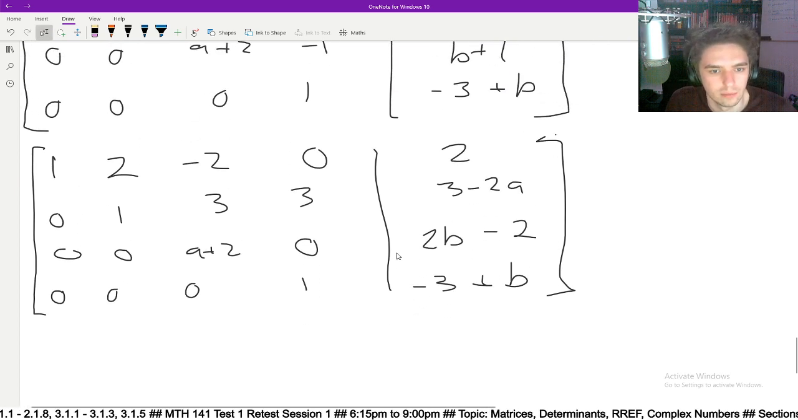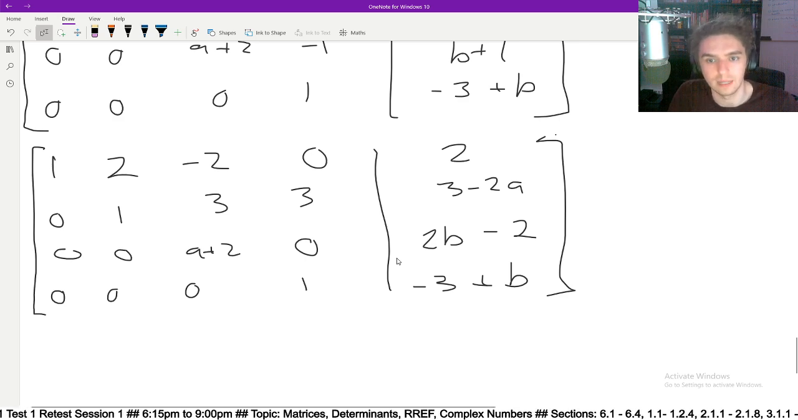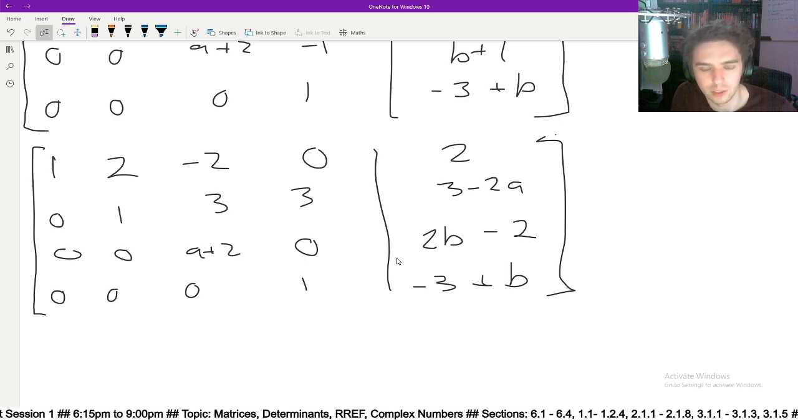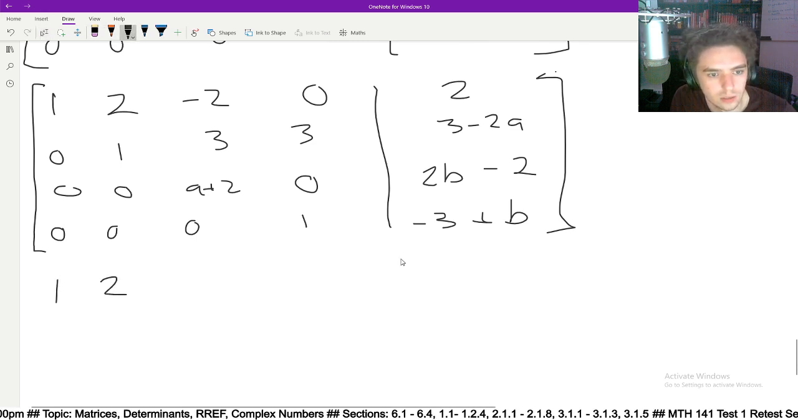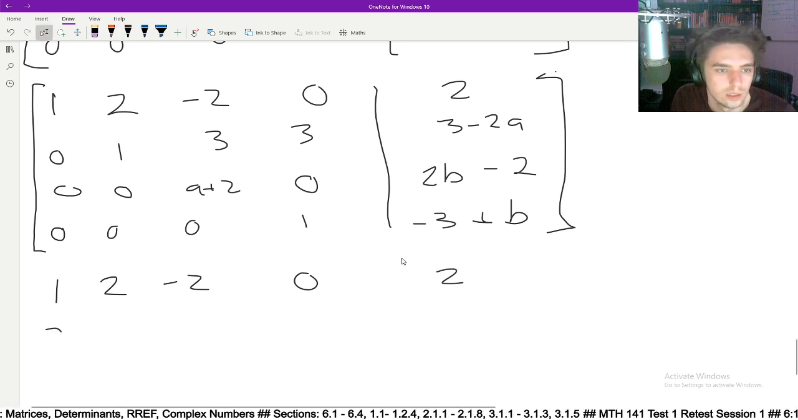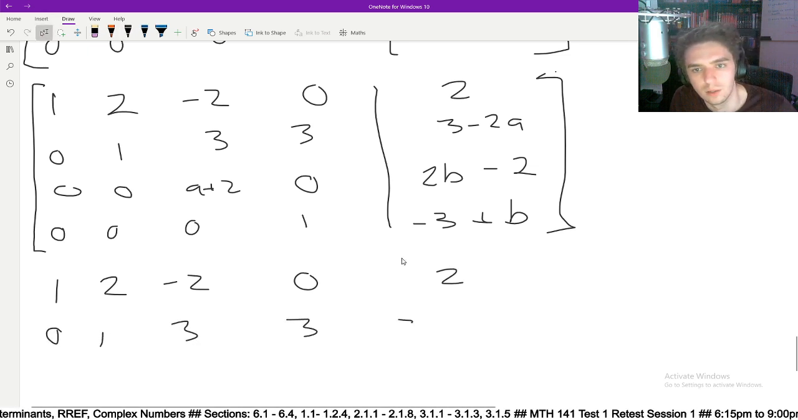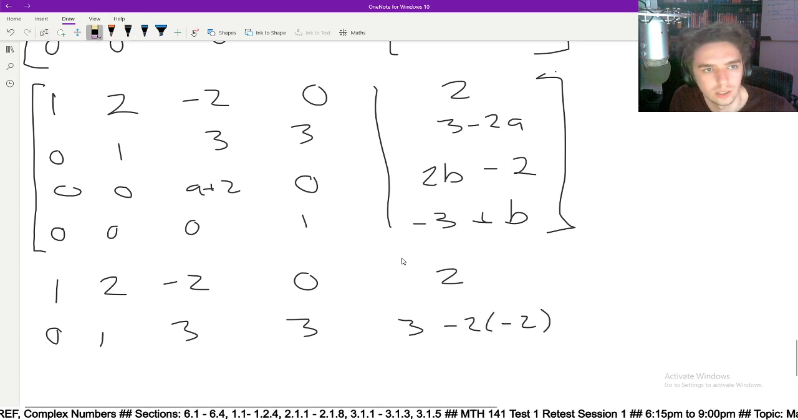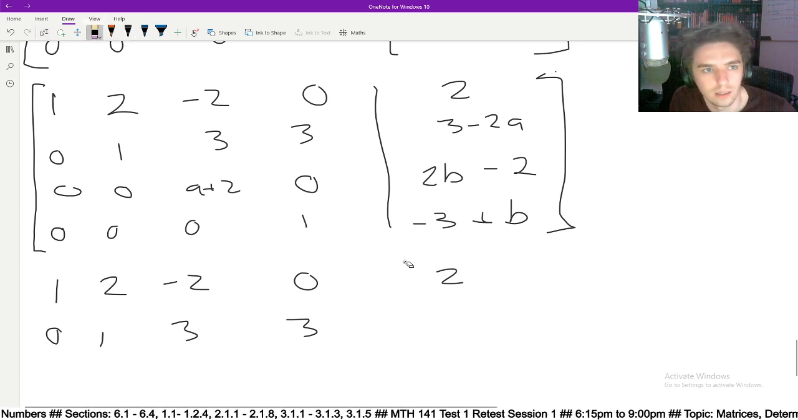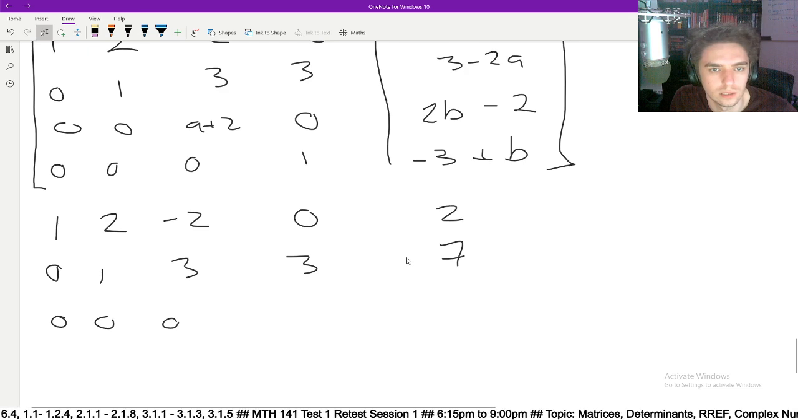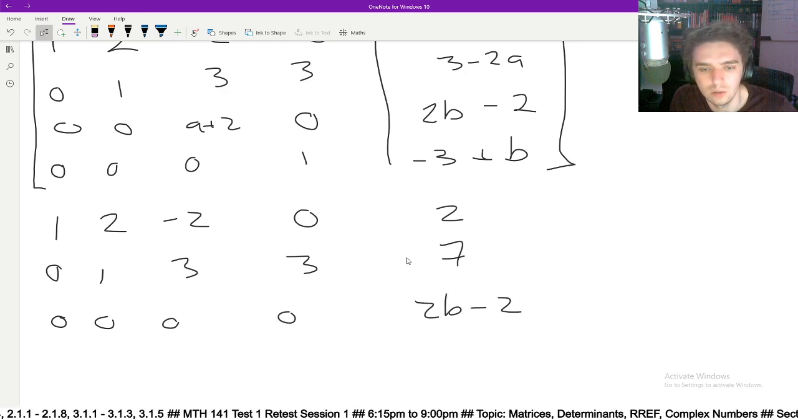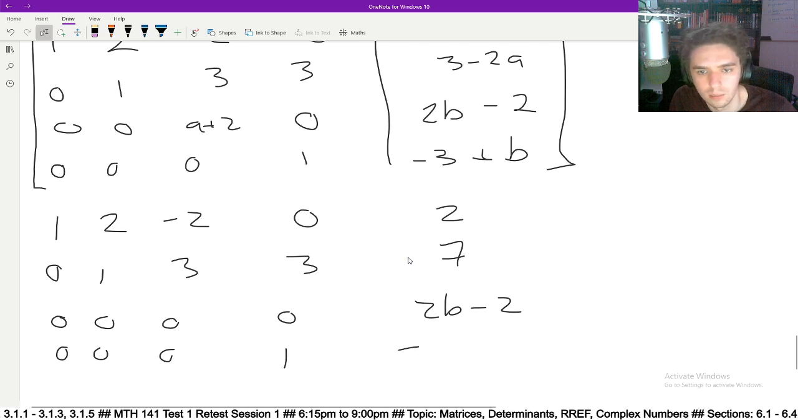Okay, on the next. Should I erase this? You can keep that. It's fine. Okay, I'll sub in now A equals -2, because we know the only time that other stuff can happen is if A is -2. Okay, so 1, 2, -2, 0, 2, 0, 1, 3, 3, 3, -2, -2, which actually I'll just fully write this out. So 3 plus 4 is 7. 7, 0, 0, 0, 0, 2b minus 2, 0, 0, 0, 1, minus 3 plus b.